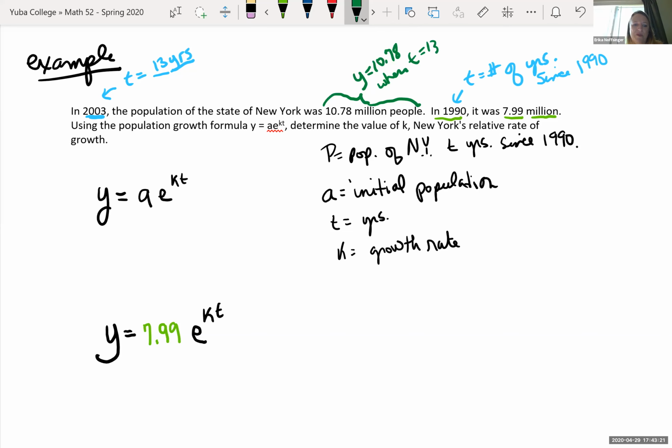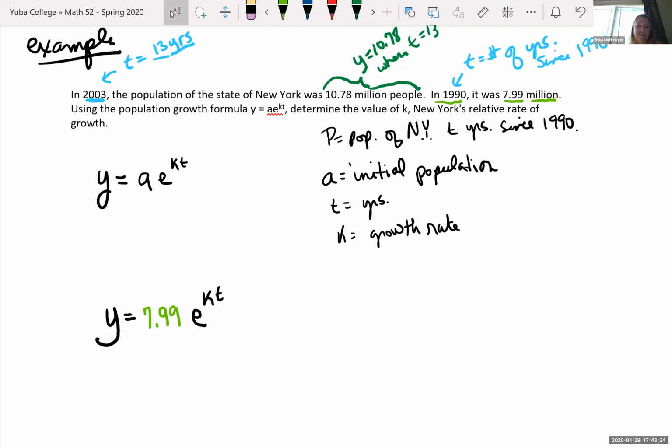So let's go back in and plug in those values, and then we'll just have an equation with just K in it, and we can solve for it. So we have our Y value, which is 10.78 million people, is equal to our initial amount, which was that 7.99, e raised to the K times T, but T in our case is 13. Okay, so now we want to solve for K.